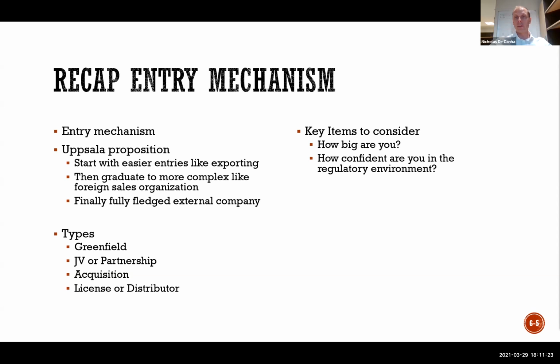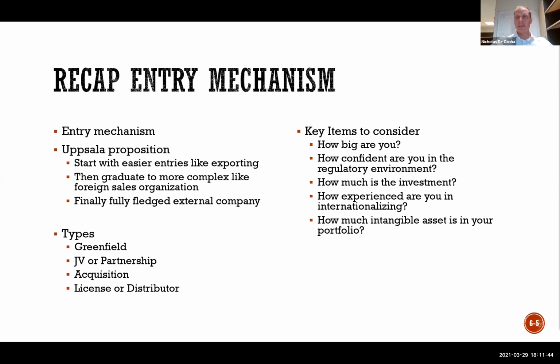How confident are you in the regulatory environment? This is another central question. How much is your investment? It's a very different thought process if it's relatively small versus relatively large. How experienced are you in internationalizing? Of course, the more experienced you are, the more likely you are to make it successful. How much intangible asset is in your portfolio, how sophisticated is the cluster, and how distant is the culture? So there we've got 7 questions, and we're going to go over the page and put the 7 questions in different scenarios.